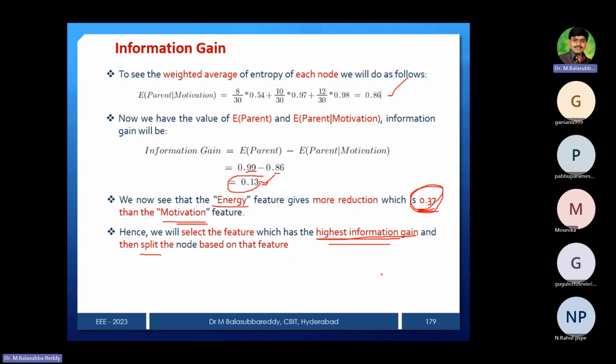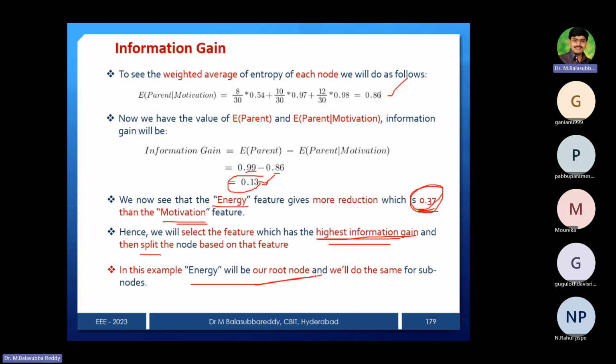You calculate the information gain of each feature and compare the values. Whichever has the highest value, that feature we take as the root node and proceed for splitting. That is the conclusion in this case. Now energy will be our root node. Now we'll do the same for the subnodes also.